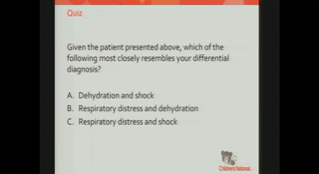Question number 1. Given the patient presented above, which of the following most closely resembles your differential diagnosis? Is it dehydration and shock, respiratory distress and dehydration, respiratory distress and shock? Again, the answers will be presented at the end.